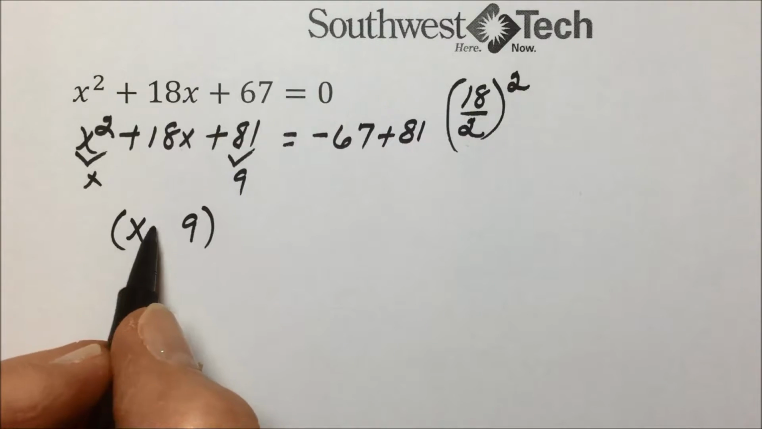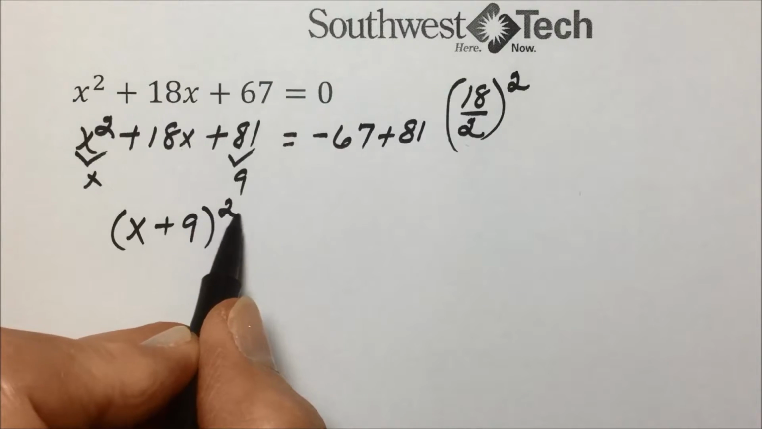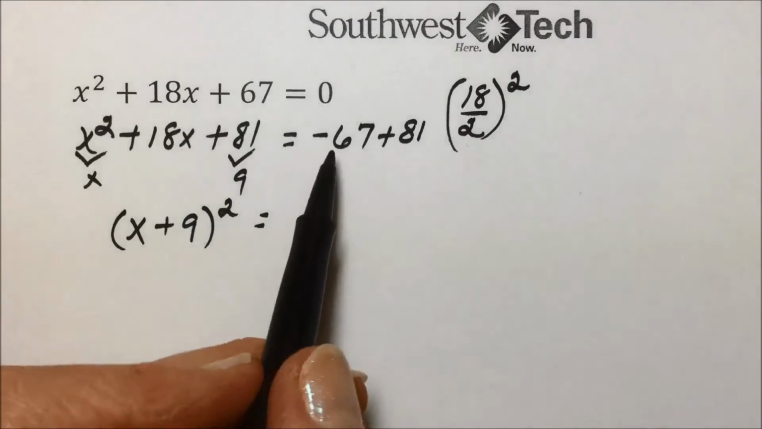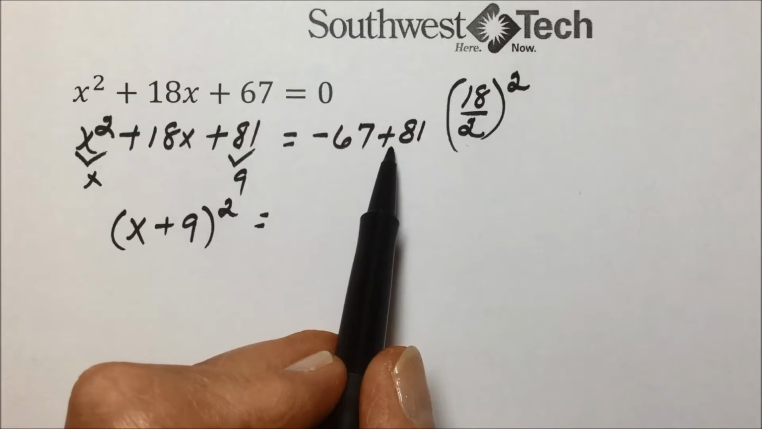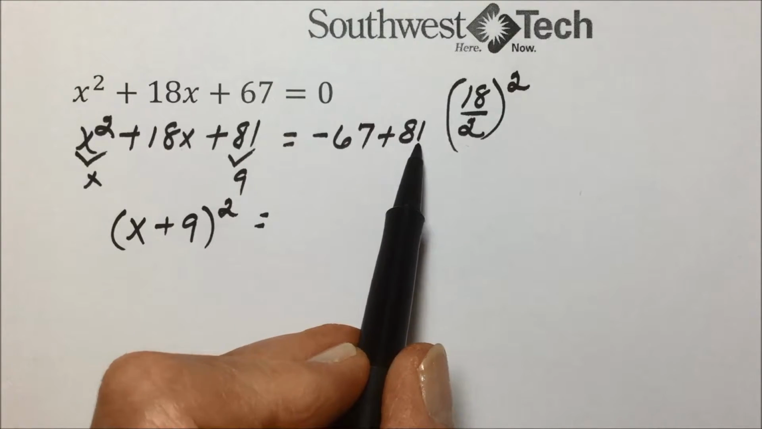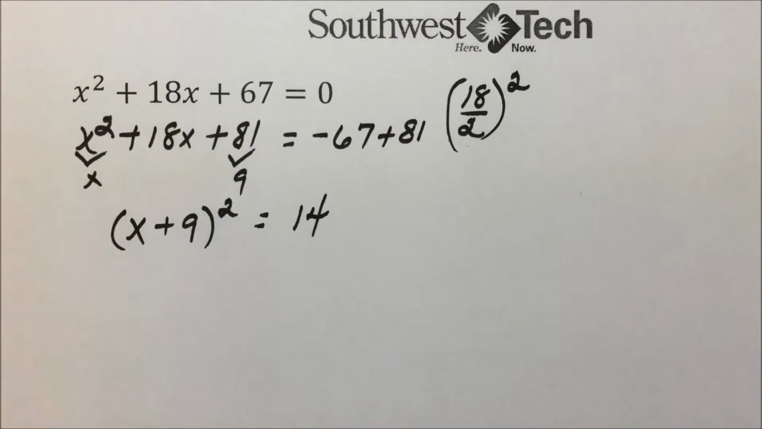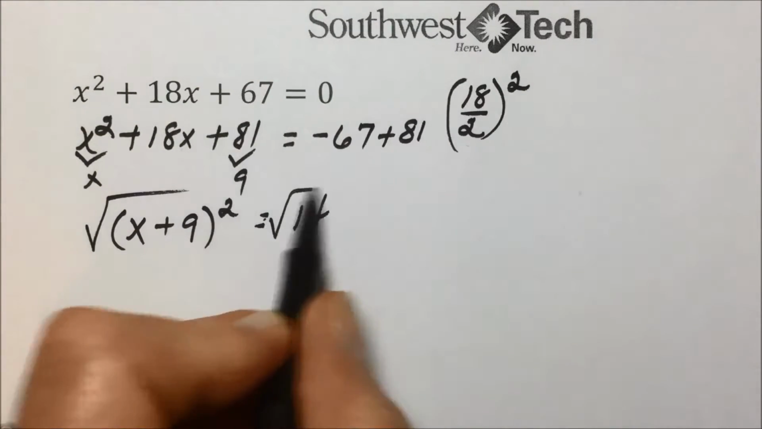Both signs are the same, both are positive, and the quantity is squared. In the meantime, we'll combine -67 plus 81, which is going to leave us with a positive 14. We now can use our principle of square roots, taking the square root of each side.